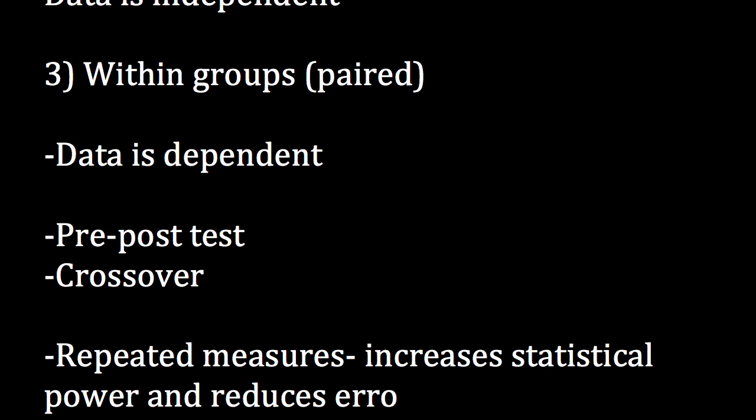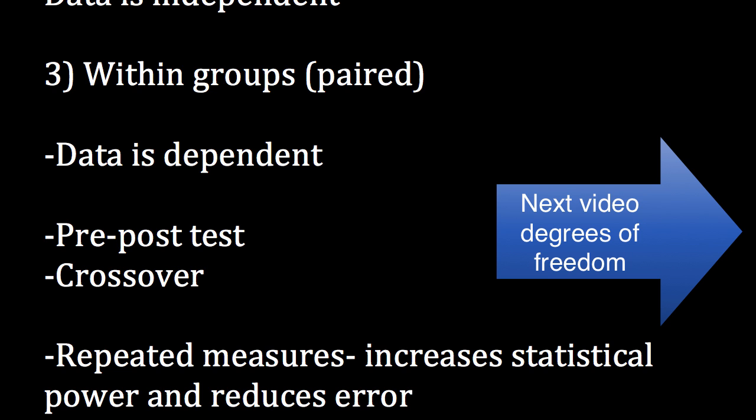This makes sense because you're using the same patient in both groups. So the only thing that's really changing is whatever intervention you're doing. So it makes the data a lot cleaner, and there's less things that could distract you from the real truth. Our next video will go over how to calculate degrees of freedom.